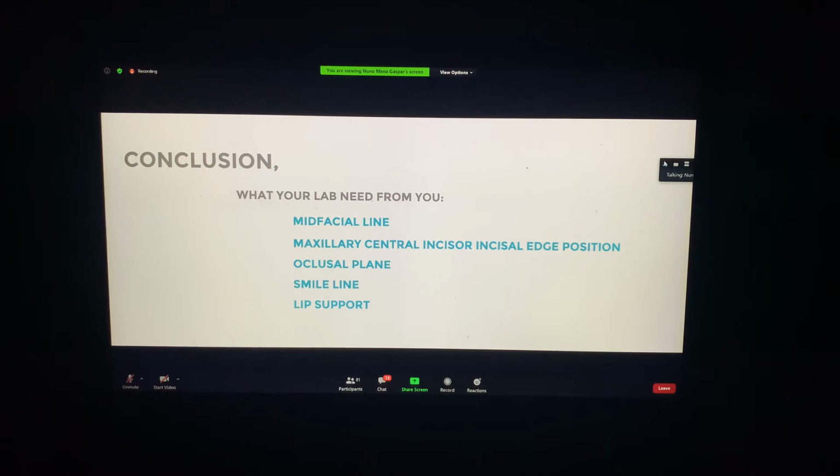To define the lip support. And also you will have to let your technician know if you want to do bone reduction or not, and if you do, where. Okay, because you will need to hide your transition line.